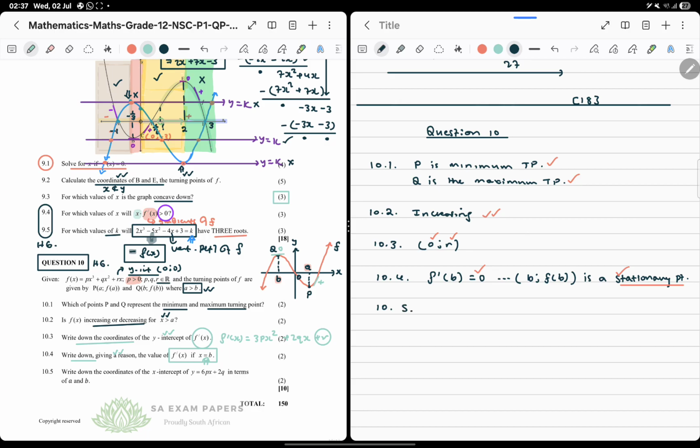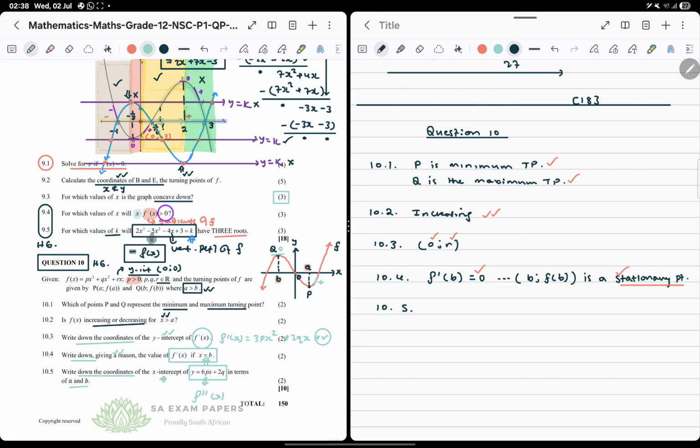So 10.5 says, write down the coordinates. Again, we're writing down answer only of the x-intercept of this equation, now in terms of A and B. So what is this, guys? This is the second derivative of f.